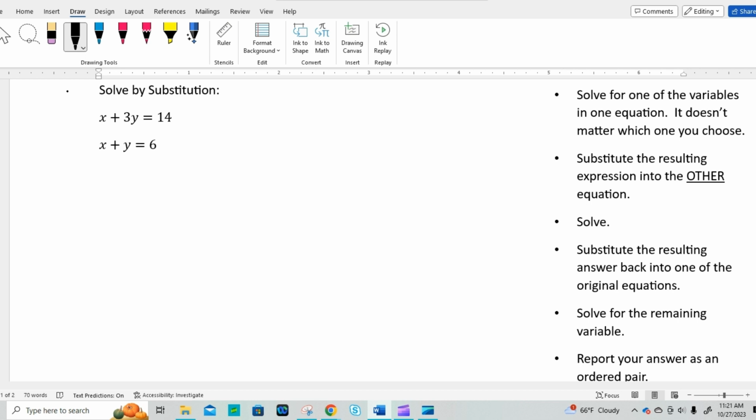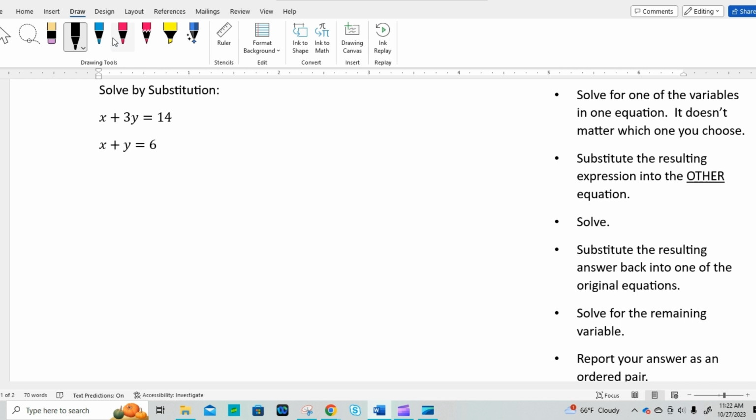Okay, so I have our second example of solving a system of equations by substitution here on the screen. I have my two equations, x plus 3y is equal to 14, and x plus y is equal to 6. I also have the steps on the side of the screen just so that we can see what my path is to solving this.